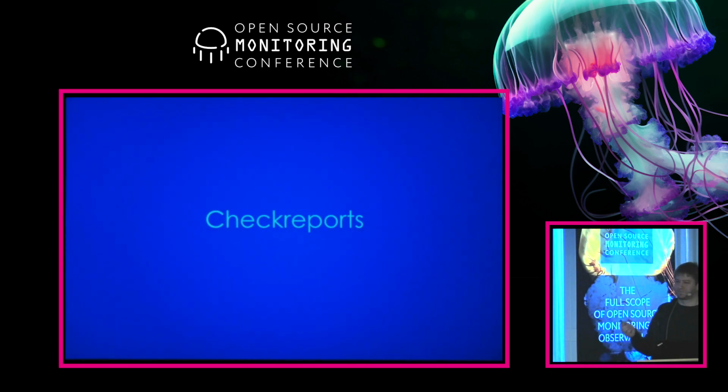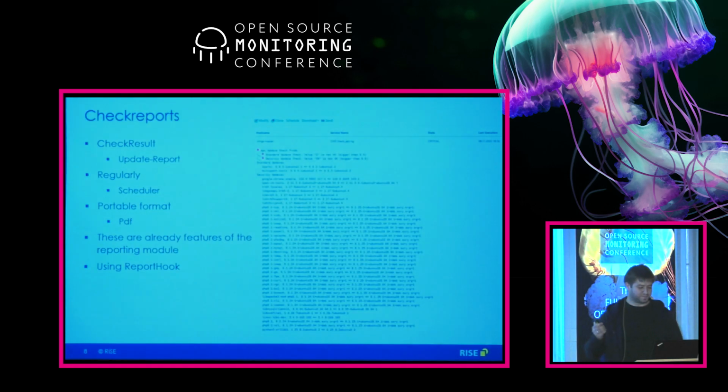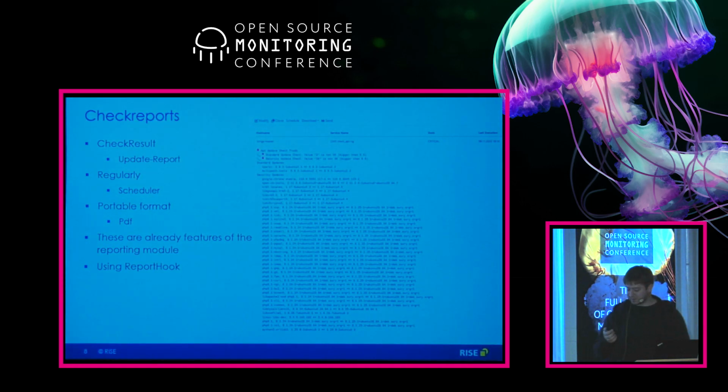Okay, well, that's great. Something I've written is called check reports. I wanted to put the latest check result in a report. So you have the host name, the service name, the last state, and the last execution time, and then you get whatever the check result was. The idea was to have it like an update report. You need a scheduler, you need some portable format like a PDF, and all these features are already in the reporting module, so why not use that? And use the report hook.